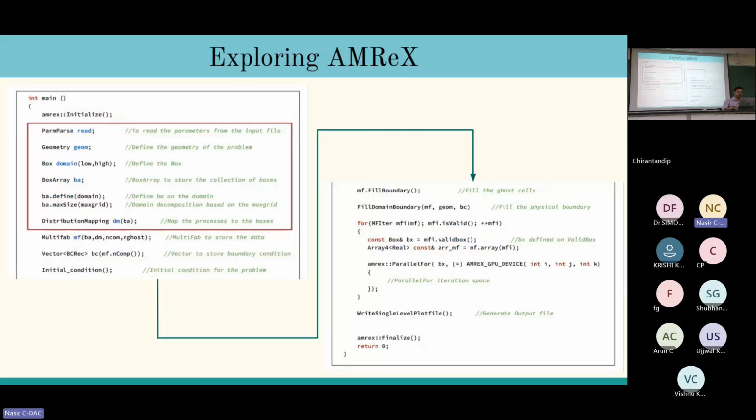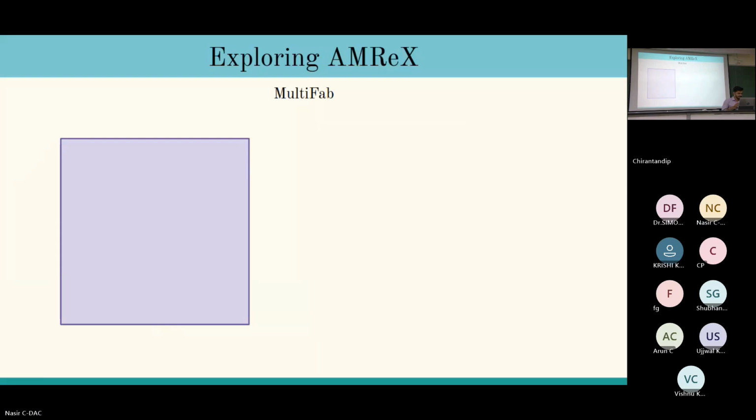So we're done with the distribution mapping. Now we want to solve the problem, but first we want to store our data somewhere, right? We need a multi-dimensional array for that, so we'll just use MultiFab. So we have rows, we have columns, and this is the partition that we have.